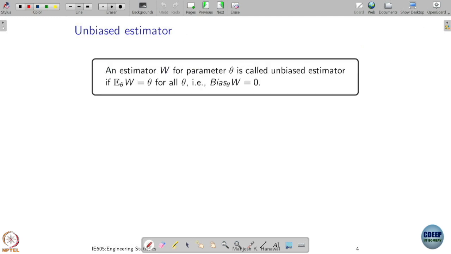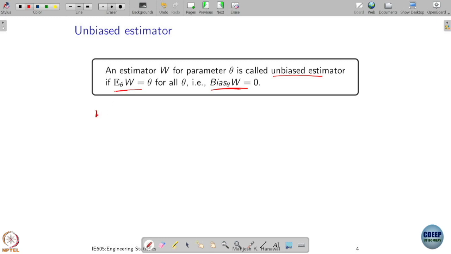So, I just said that an estimator W for parameter theta. Okay, so now we are basically defining, earlier we have already said this definition, but we are redefining it. An estimator W for a parameter is called unbiased if expectation of W is theta. This should happen for all theta. That means, alternately, I can define it as its bias is 0. And we know what the bias means here.